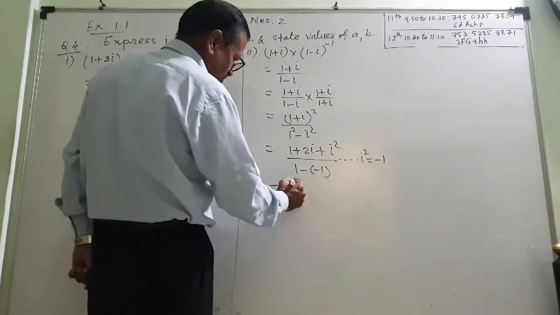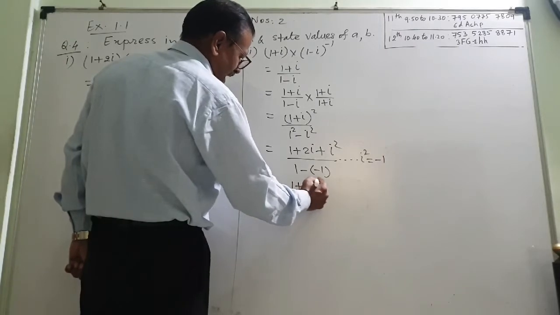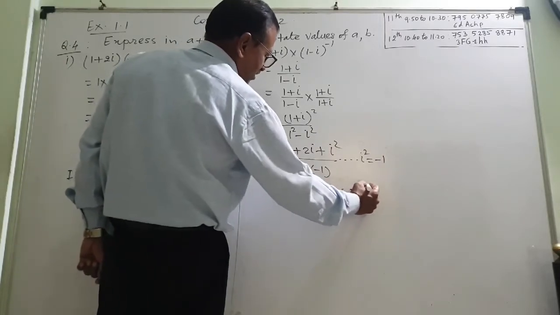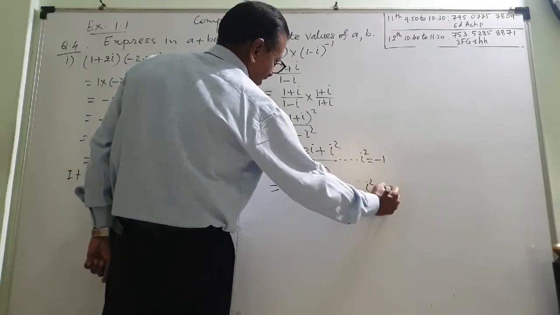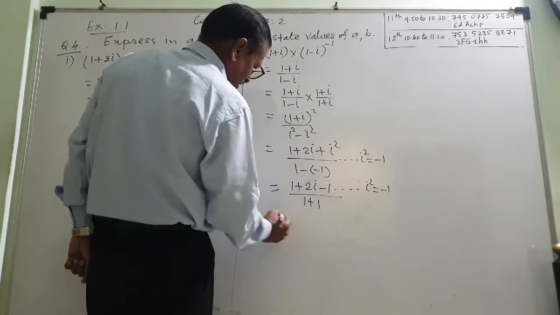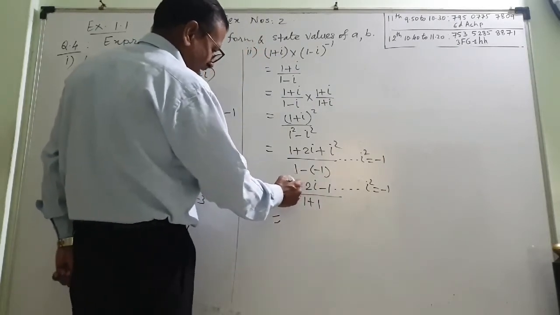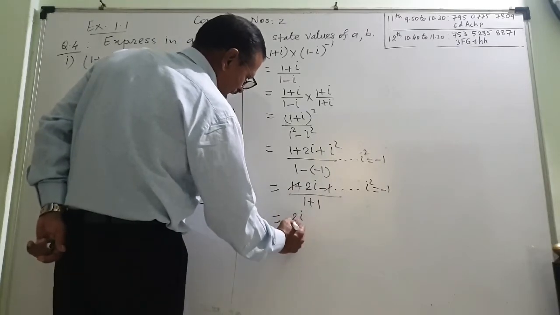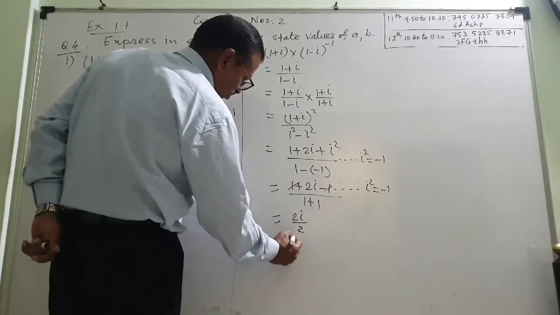So that is equal to 1 plus 2i, and this i square is minus 1. So here also I will write i square equal to minus 1, upon 1 plus 1. That is equal to this 1 cut, this 1 cut, and this is 2i upon 2. That is equal to only i.